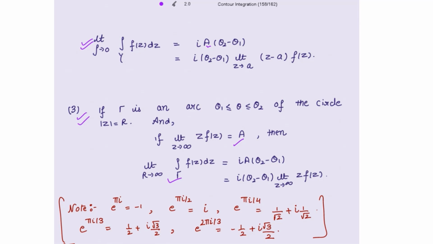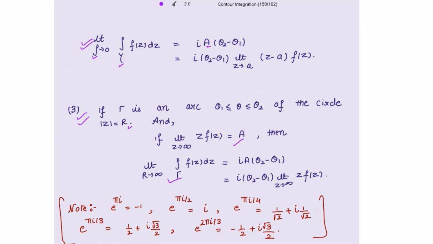Why am I taking limit r tends to infinity over here? Because for tau, this r is very, very large. But when we talk about the small circle gamma, our rho, the radius, is very, very small. When I solve the example, then you will get to know it better.